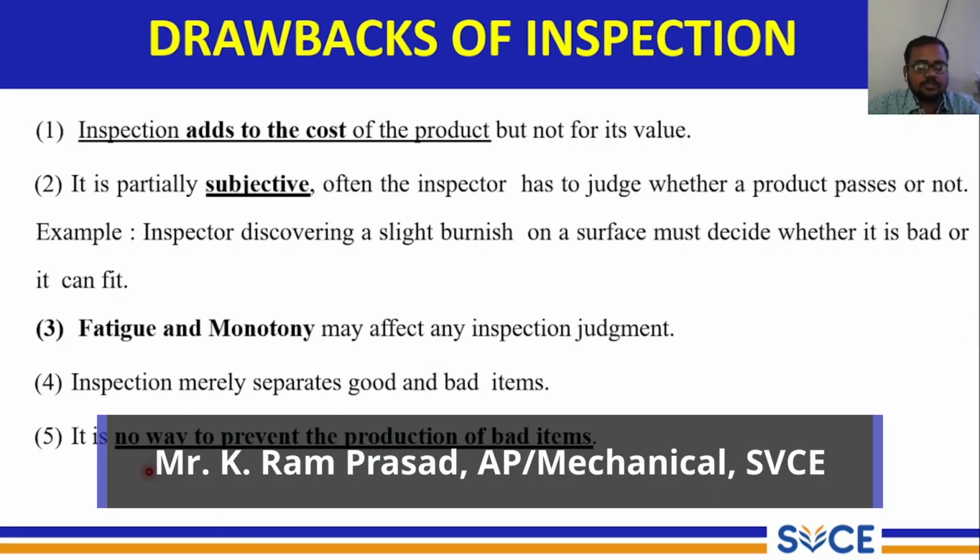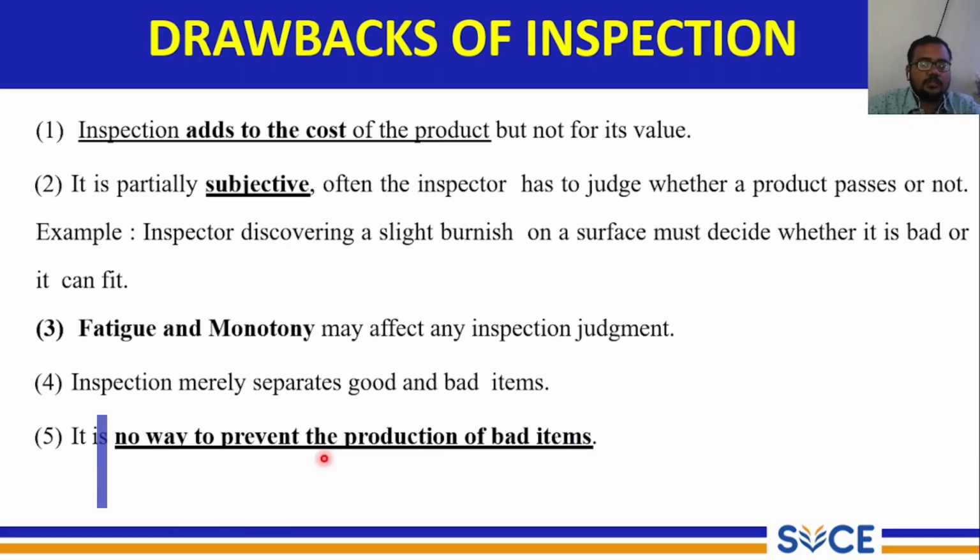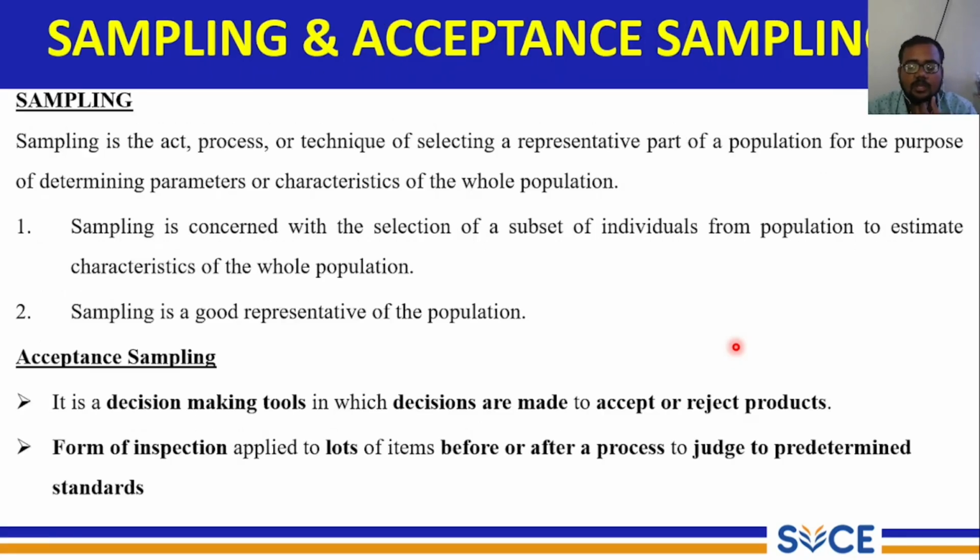Inspection is misinterpreted in a way that it is not the only way to prevent the production of bad items. It is only about preventing bad items from reaching the customers, right? Inspection also helps you in minimizing the errors too, but it is not the only way of preventing the production of bad items. That is somehow a misconception about the concept of inspection.